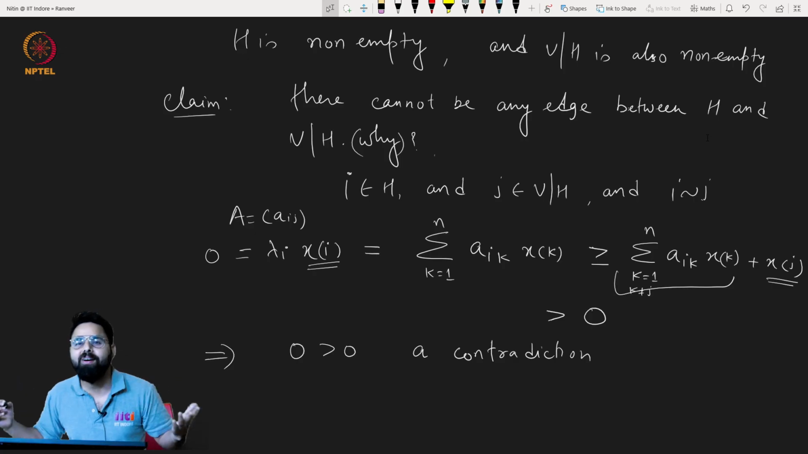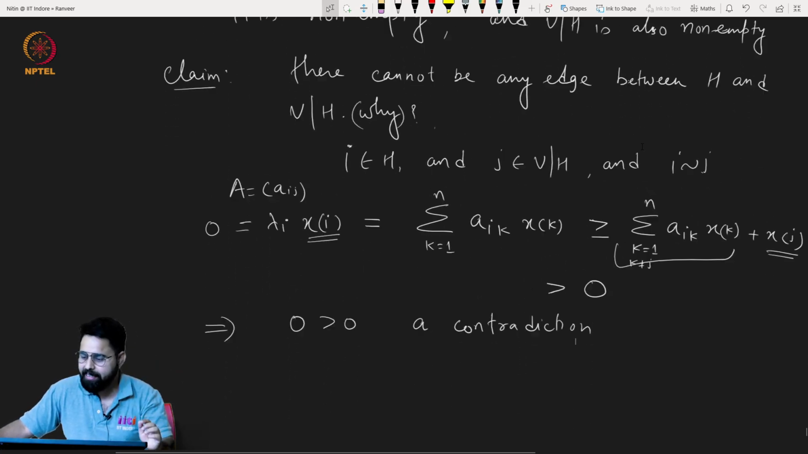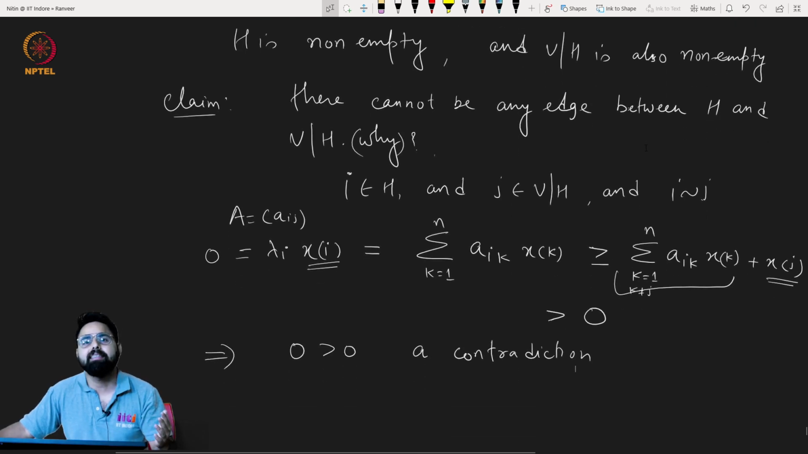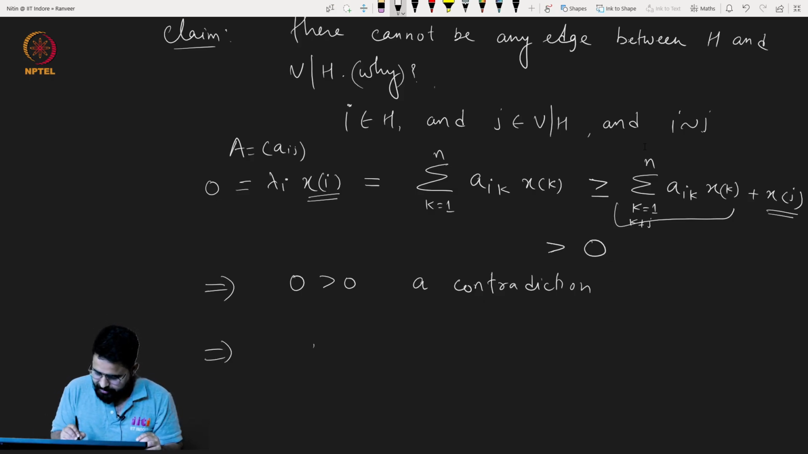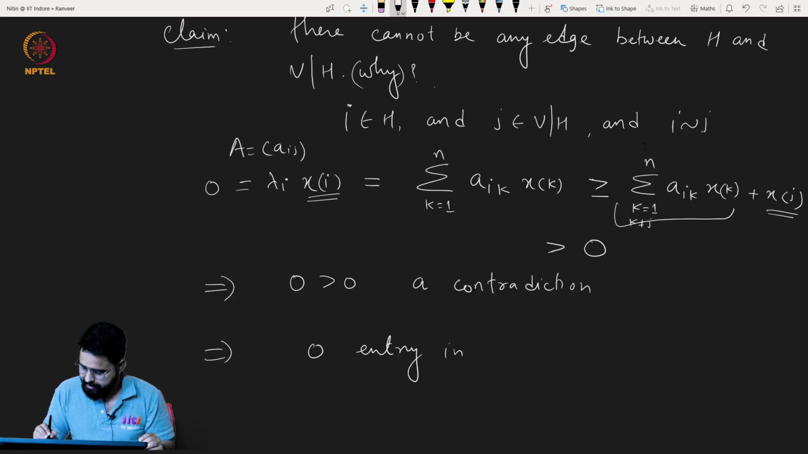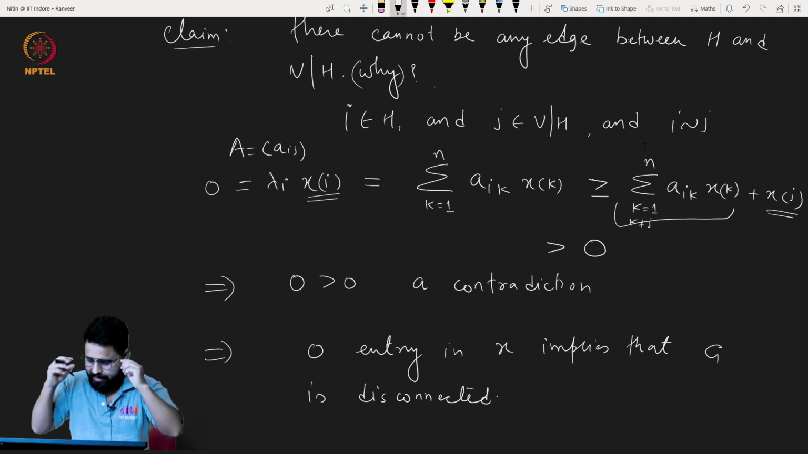Hence there cannot be an edge between H and V minus H. And so if there are 0 entries in x, this implies that the graph G is disconnected. Very good. I hope you follow this proof.